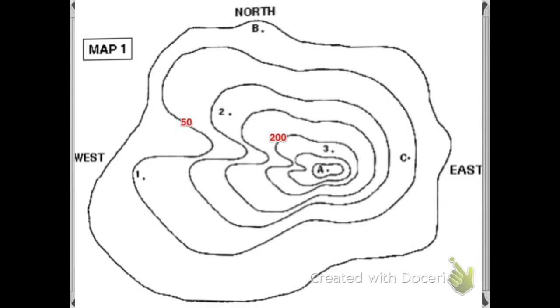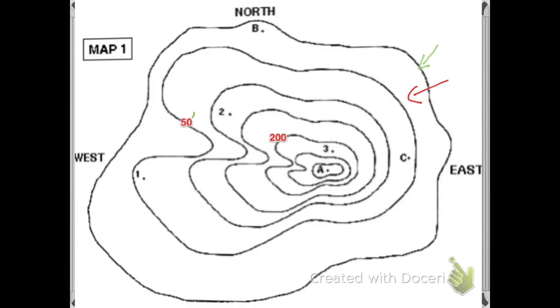Okay, so let's start with the basics. These lines right here are called contour lines. The space in the middle, right here, these are called contour intervals. So the contour lines, that is where the elevation increases every time.